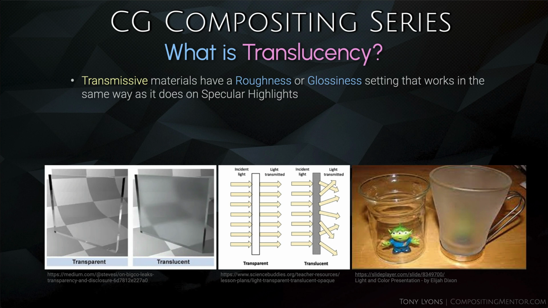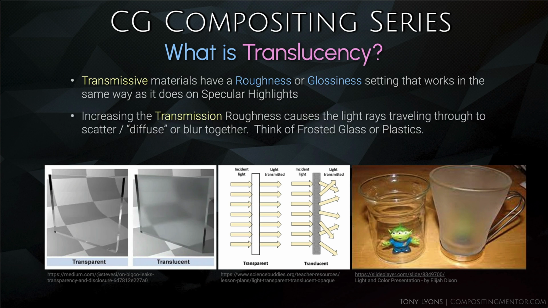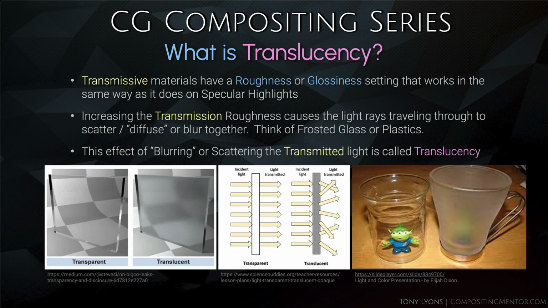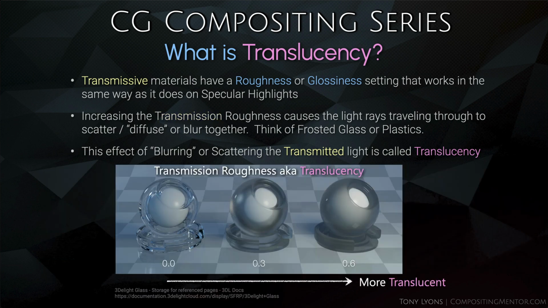Transmissive materials have a roughness or glossiness setting that works in a very similar way that it does on specular highlights or a metallic shader. Increasing the transmission roughness causes the light rays traveling through to scatter or diffuse or blur together. Think of frosted glass or plastics in real life. This effect of blurring or scattering the transmitted light is called translucency. Again, this is a setting that you can apply to the material, so the transmission roughness as it goes up, it starts to look more like frosted glass and becomes more translucent.